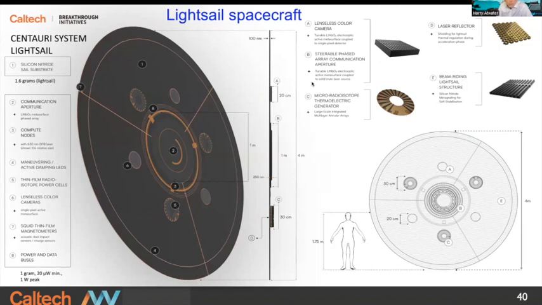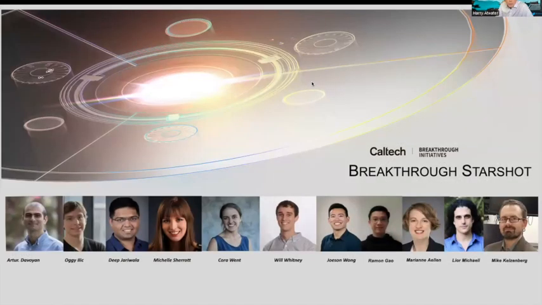The circles to the side of the center aperture are also lensless cameras. Because the light sail needs to be two-dimensional, we cannot carry bulky lenses or even metasurface lenses that have a finite focal length. So these concepts that I've described in this talk, while of general interest, are also of interest for light sail spacecraft. So this is work that's been done by a talented team at Caltech, specifically recently by Lior Micheli, Mike Kelsenberg, and Ramon Gao.